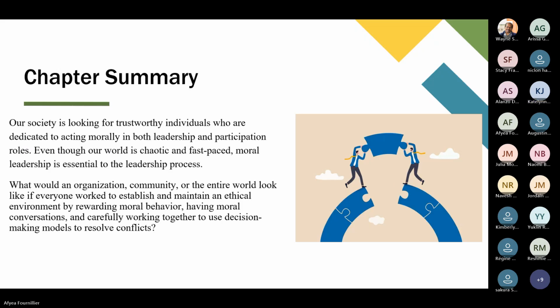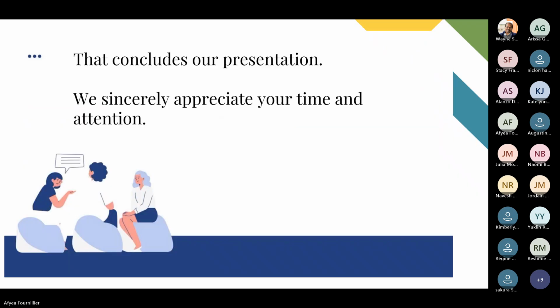What would an organization, community, or the entire world look like if everyone worked to establish and maintain an ethical environment by rewarding moral behavior, having moral conversations, and carefully working together to use decision making models to resolve conflicts? It would be amazing. It would.